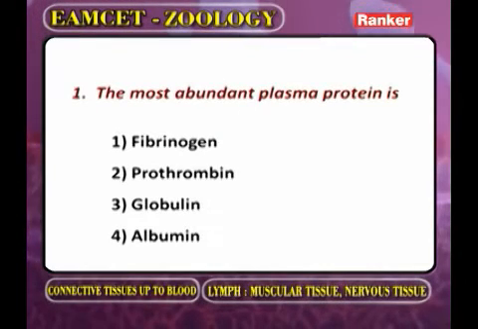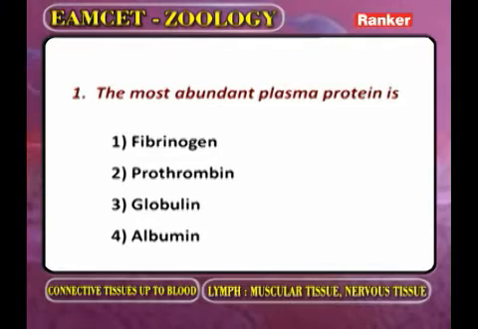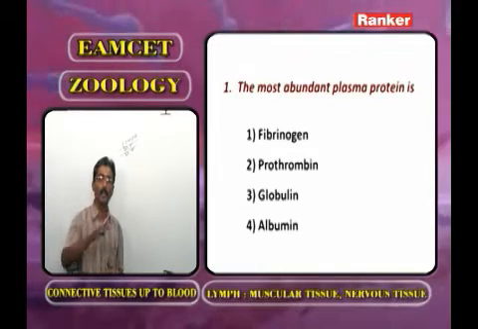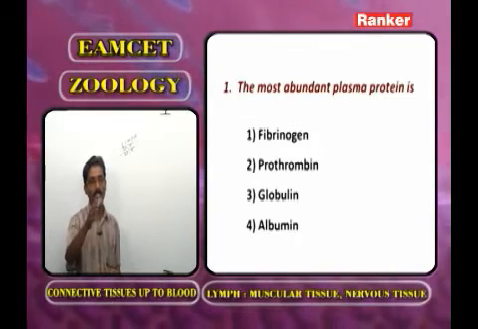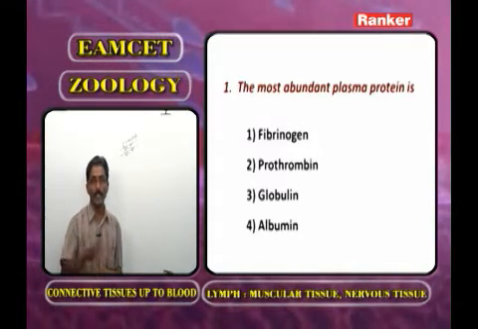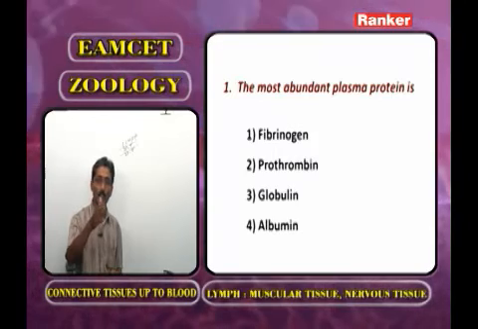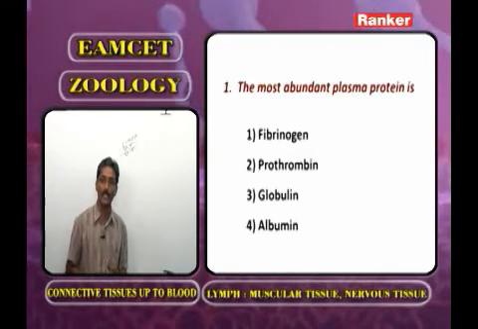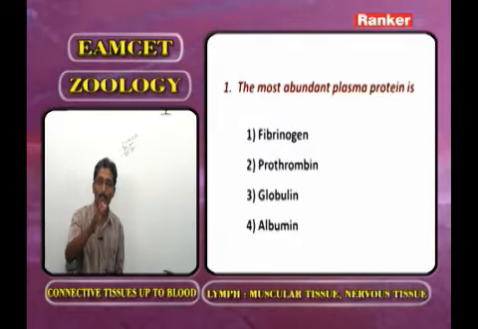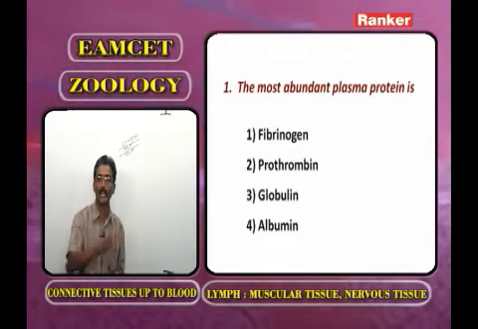Now, the most abundant plasma protein. As we observe the blood plasma, a variety of proteins are present. One we call albumin, the second we call globulin, and the third we call fibrinogen, prothrombin, heparin. All these are the plasma proteins. Generally, the plasma proteins are produced by the liver.